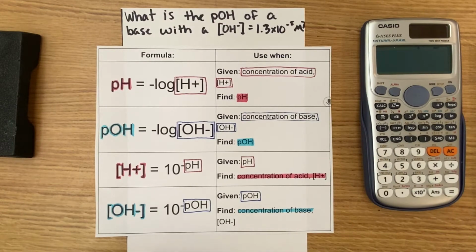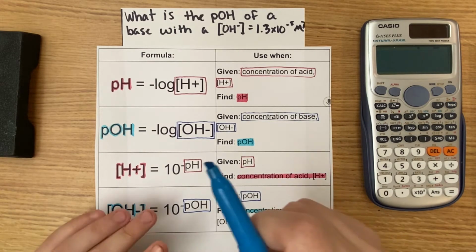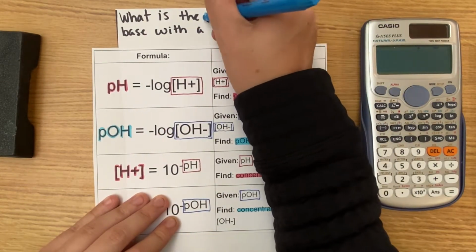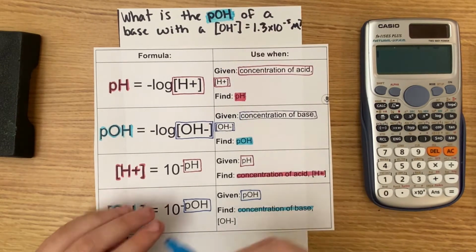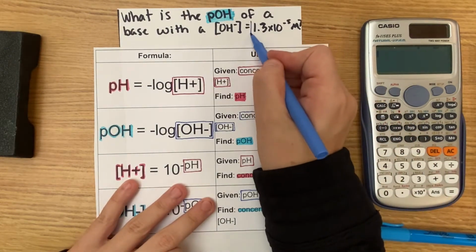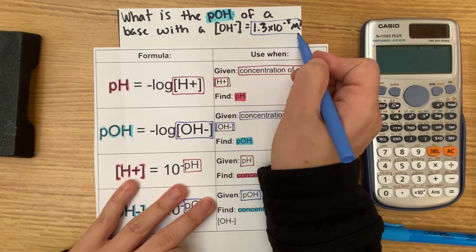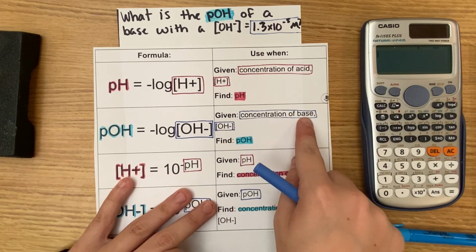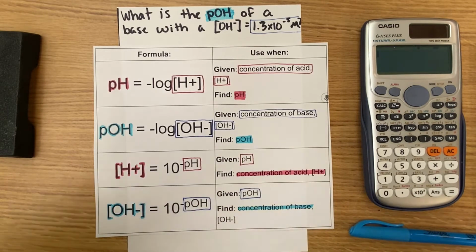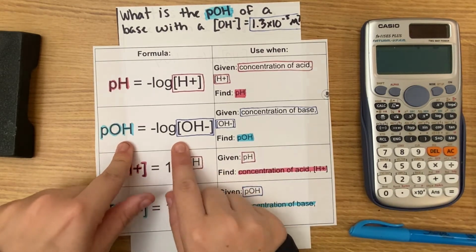What is the POH of a base with a concentration of OH minus of 1.3 times 10 to the negative fifth? Again, I'm going to highlight what I'm trying to find. This time I'm going to use blue because we are dealing with a base, and I like to use blue for bases and red for acids. We're looking for a POH, and we're given this number right here, which is a concentration. So we're given a concentration of a base, and we're trying to find the POH.